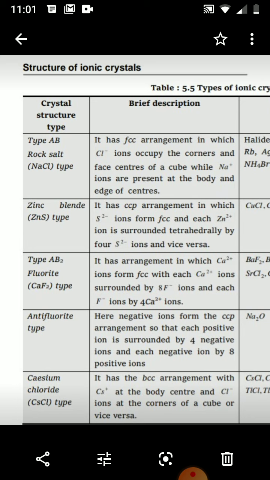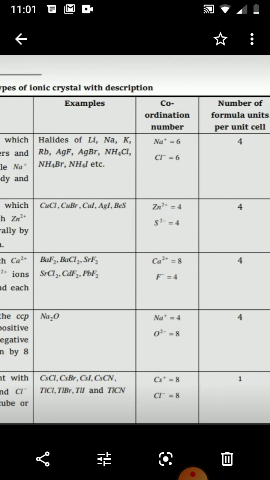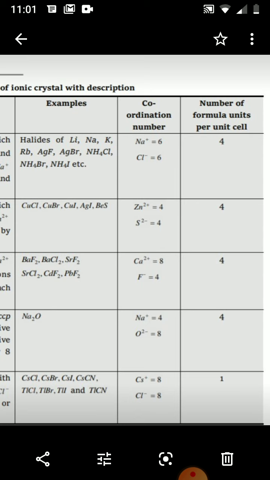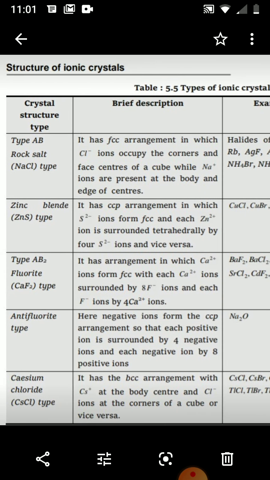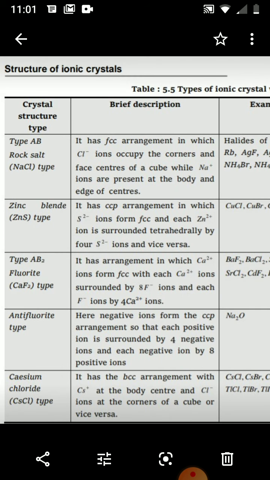Cesium chloride, this is the example of having coordination number 8, and this is a body centered arrangement. Cesium at the body center, the chloride ions at the corners of the cube, and vice versa. So cesium 8, chloride 8, the coordination number is 8. Examples are cesium chloride, bromide, iodide, cyanide, thallium chloride, and because it is body centered, one particle is contributed by the center, so the number of particles per unit cell can be small. Particularly these are types of ionic crystals.